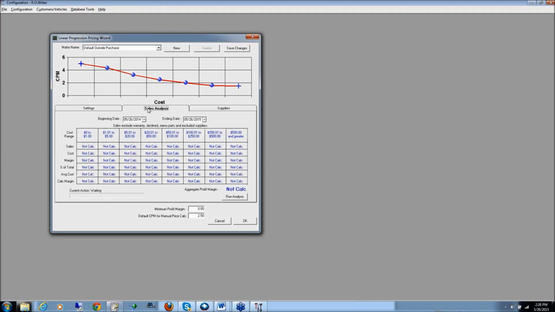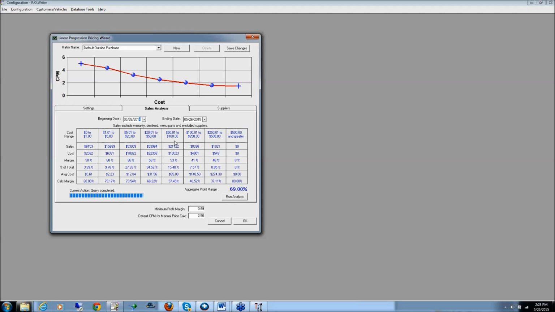In this case, where it says sales analysis, the tab in the center that I skipped over, this is intended to help you based on historical information determine where we should potentially set these values. I'm going to hit the button in the lower right-hand corner that says Run Analysis. What it will do by default is it will look at a year's worth of historical data. So back to 2014, this same day, and it looks to see, well, what was my historical performance?